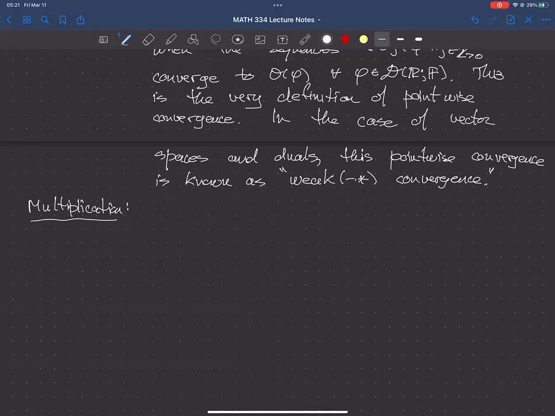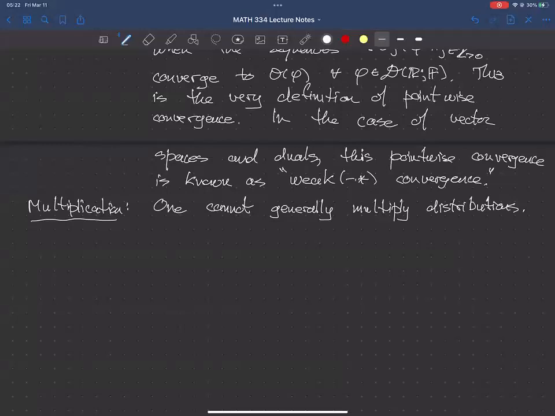And distributions have none of those properties. What I mean by that is that because distributions are not functions, the definition of multiplication by pointwise multiplication makes no sense. So one cannot generally multiply distributions. However, there are some kinds of multiplication that make sense.